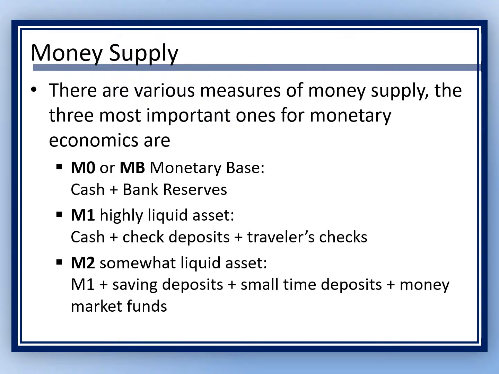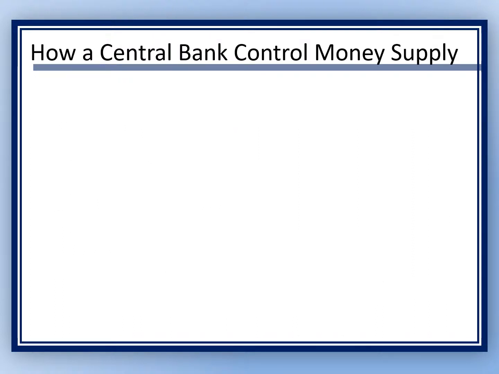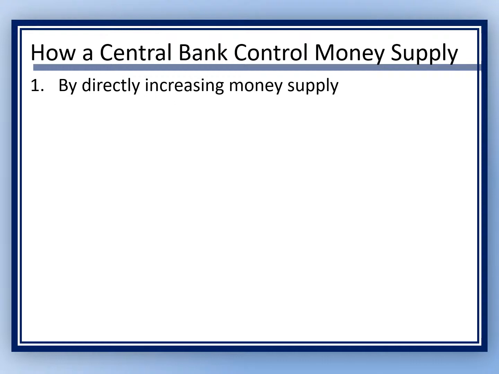And M2 is a somewhat liquid asset, so M1 plus savings deposits, small-time deposits, money market funds, things that are slightly less liquid but still liquid enough that you can easily convert to cash if you need to. So how does the central bank control the money supply?